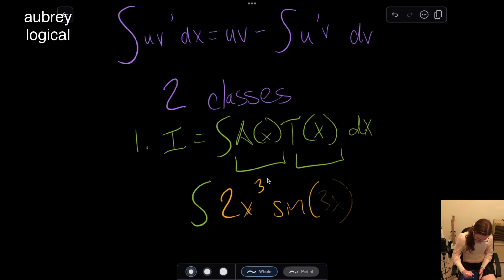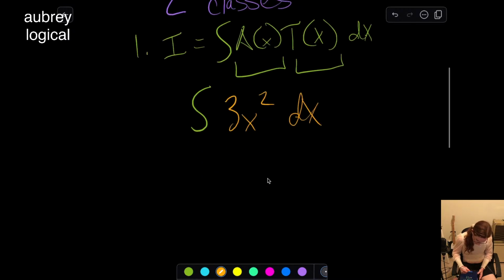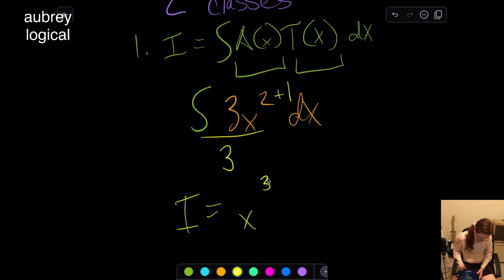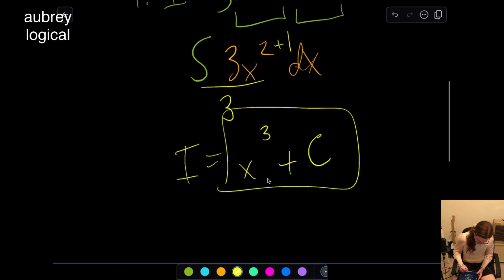So that wasn't a real problem, but that was basically the issue, because an antiderivative is, say if our function was 3x squared dx, we would add 1 there and then divide by the new number, and then our antiderivative would be x cubed plus a constant.